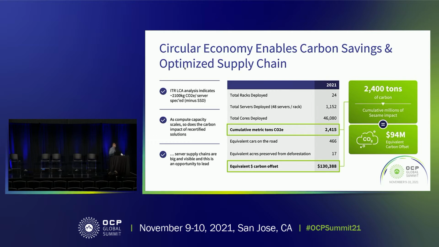Kind of putting those, when we're talking about measurement, in context: if we've deployed a total of 24 racks, that's going to be 48 servers and about 46,080 cores, right? So the cumulative metric tons of CO2 is going to be around 2,400 tons. So how many is that? That's the equivalent of 466 cars on the road, and 17 acres preserved from deforestation. So it's not a small amount that we're saving.